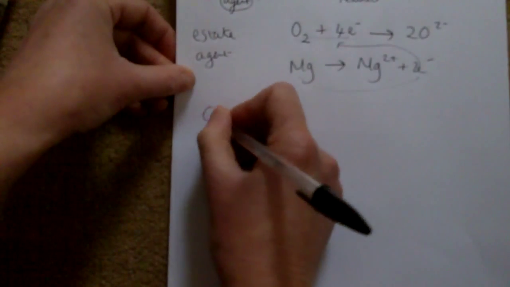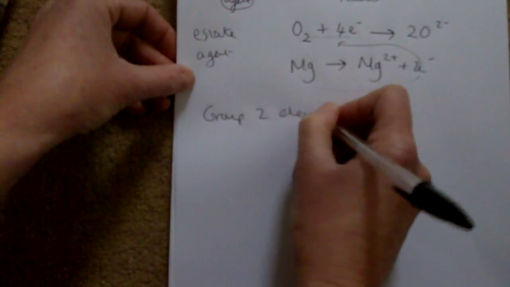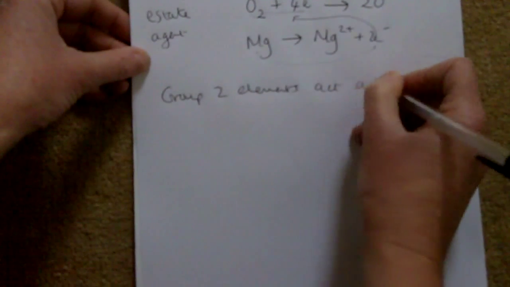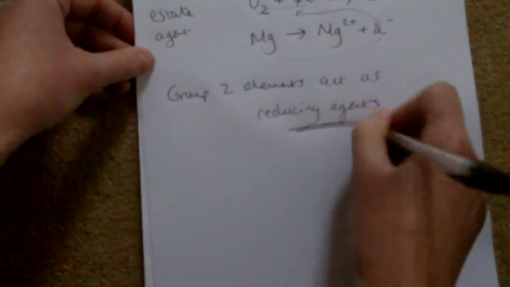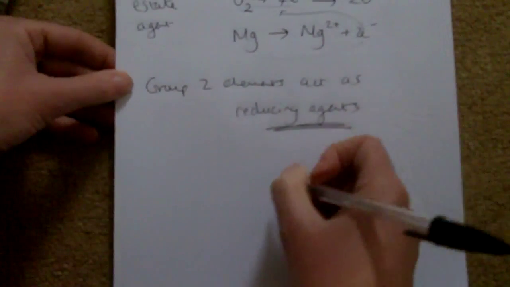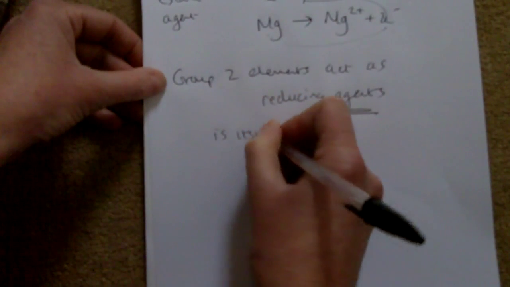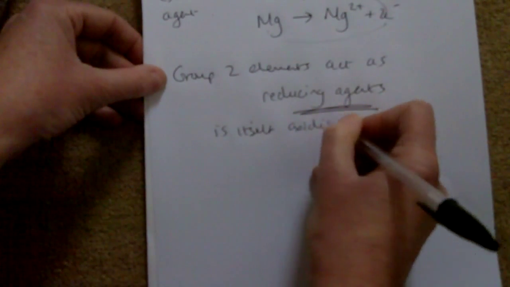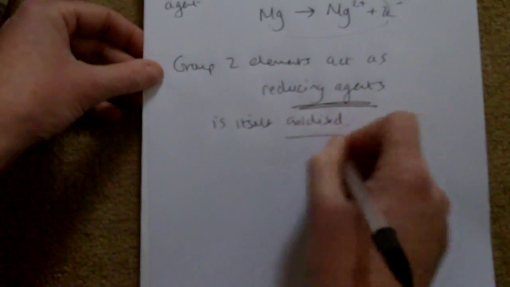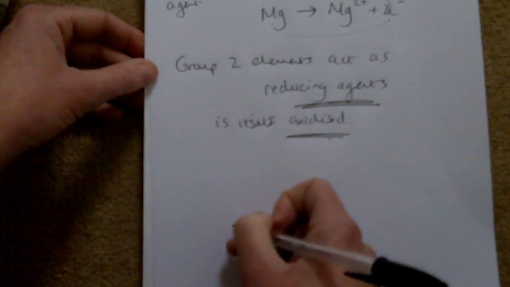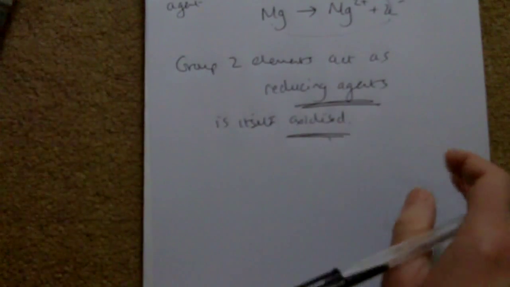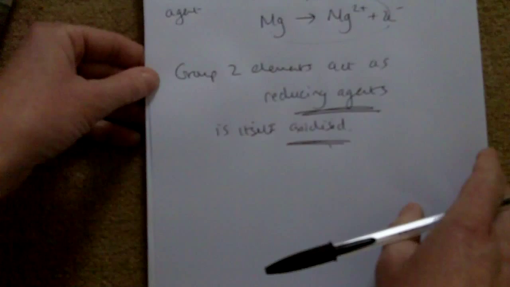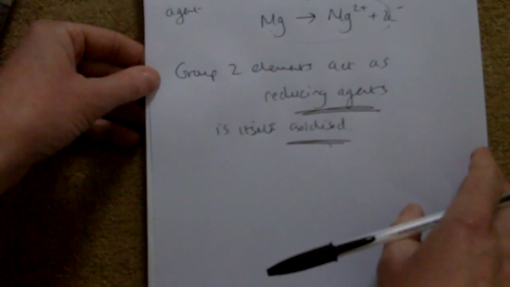So group 2 elements act as reducing agents. A reducing agent is itself oxidized. It's not reduced, it's helping something else be reduced, is itself oxidized. So we need to know the trend, what is actually happening here. So those are the 3 key reactions: reaction with oxygen, reaction with water, reaction with acid.